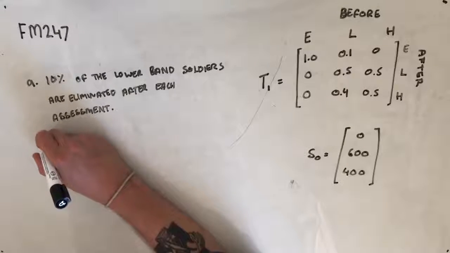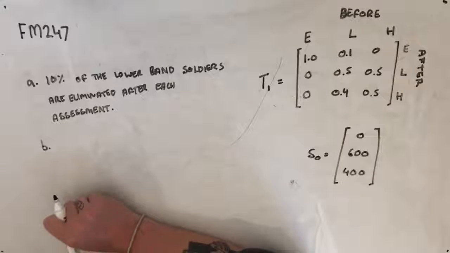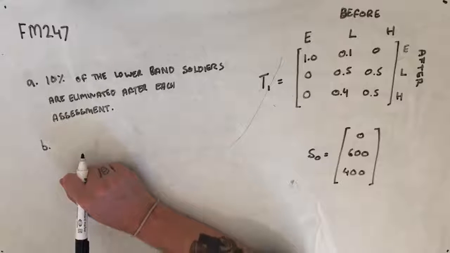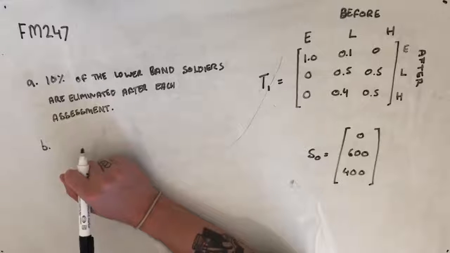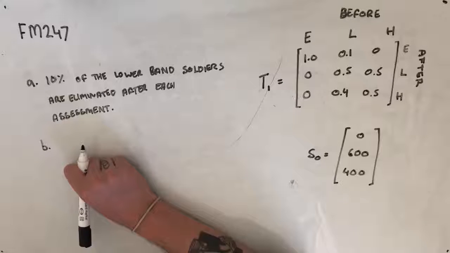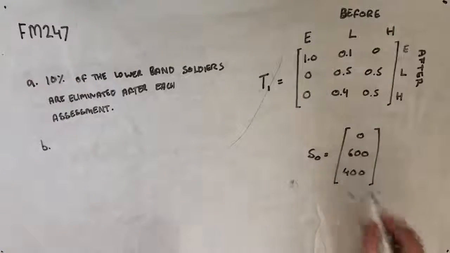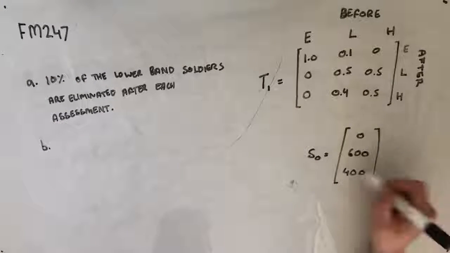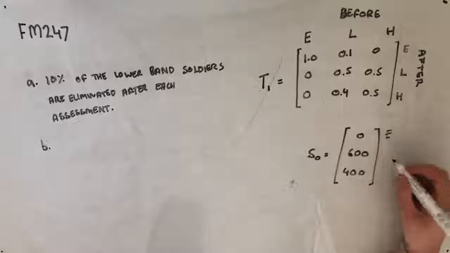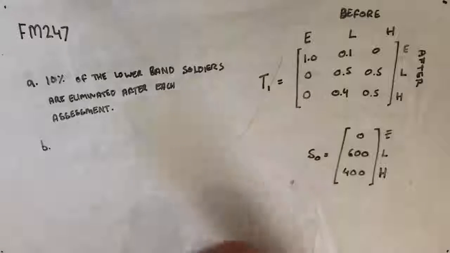Part B then goes on to say, let matrix Sn be a state matrix that lists the number of soldiers who've been eliminated, are in the lower band and are in the higher band after n assessments. The number of soldiers in the program immediately before the first assessment is shown in matrix S0 below, and then we're given this state matrix. Now, we're not given this, but it's helpful to understand that this is the number of eliminated soldiers at the moment, the number of lower band, and the number of higher band.